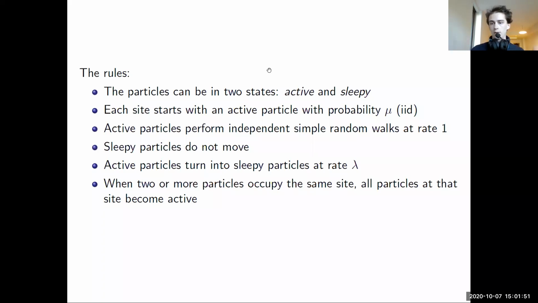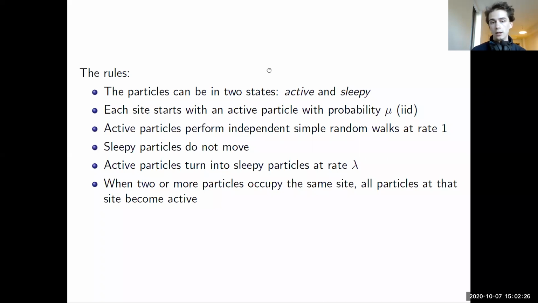So let me say what all that means. Like I said, there are going to be many particles. The initial condition is every site of the graph starts with a random number of particles. And it doesn't so much matter what the distribution of the number is. For this talk, let's just say it's IID Bernoulli mu. So every site starts with one particle with probability mu and 0 otherwise. I'm preemptively assuming that mu is between 0 and 1, which is all we're going to really care about.